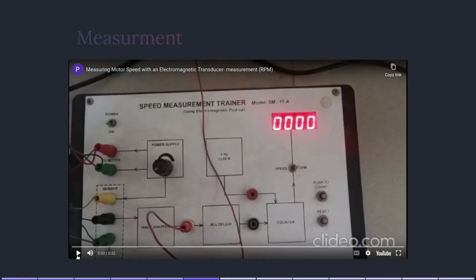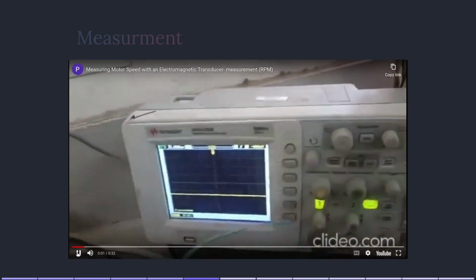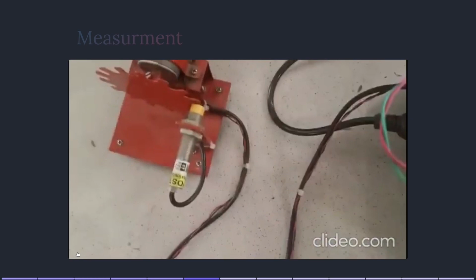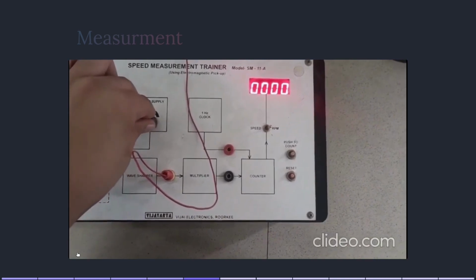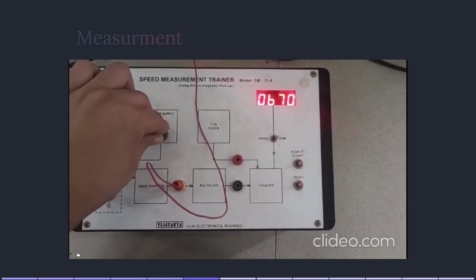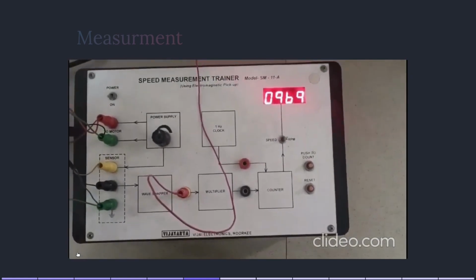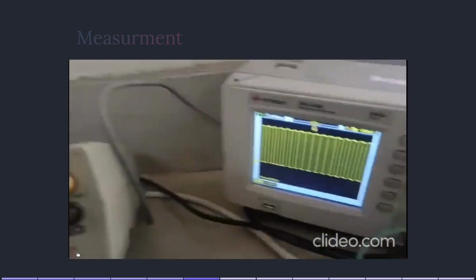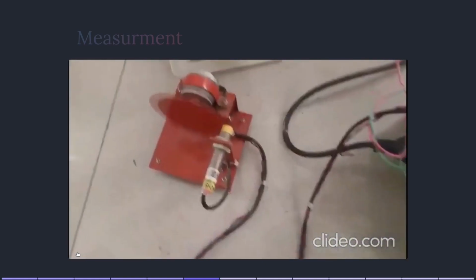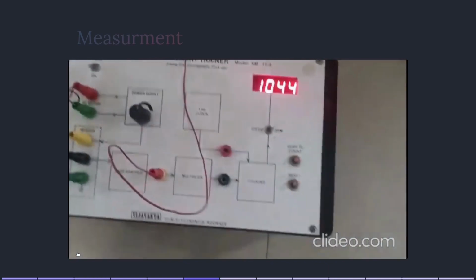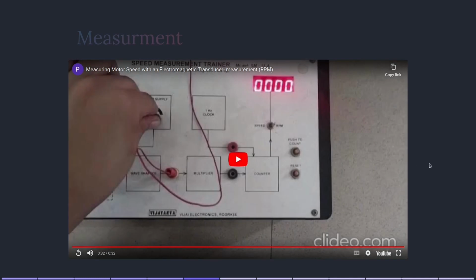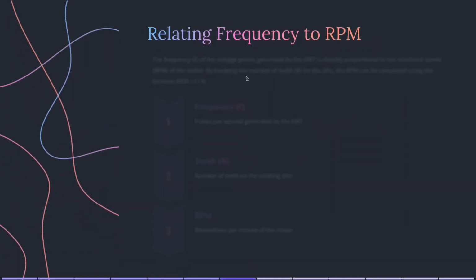Currently we have zero voltage, hence zero RPM, hence no frequency, and negligible voltage in millivolts, as the motor is stationary. Now let's give it some voltage. We can see we are getting some value for the RPM. At the same time, we are getting some value for frequency and voltage. In this reading, we got some value for frequency.